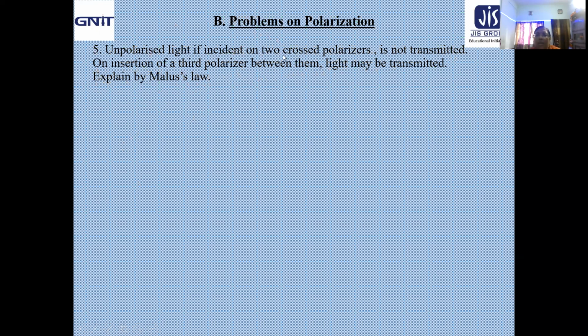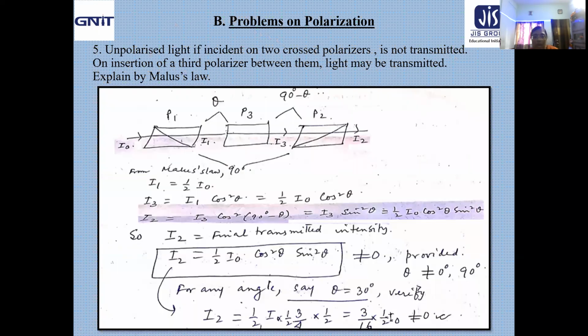So we all know that for two cross polarizers, light will not transmit at all. But if you insert a third polarizer between them, light may be transmitted. You have to explain by Malus's law. Let us take a look how to do it.